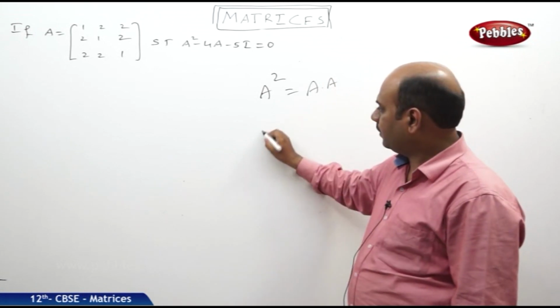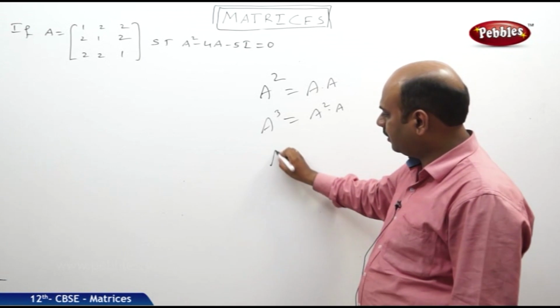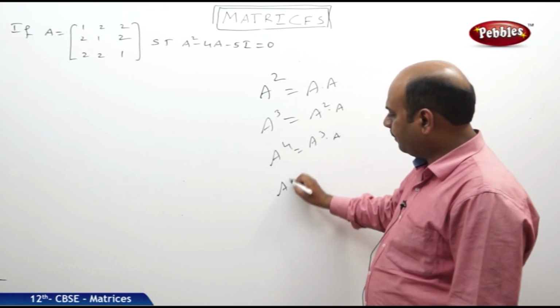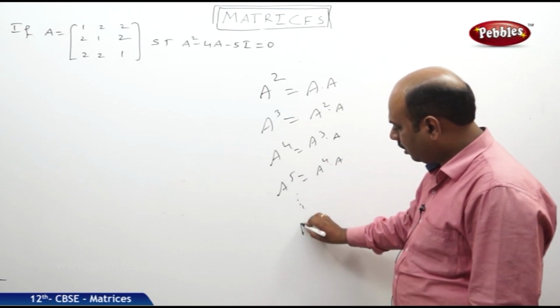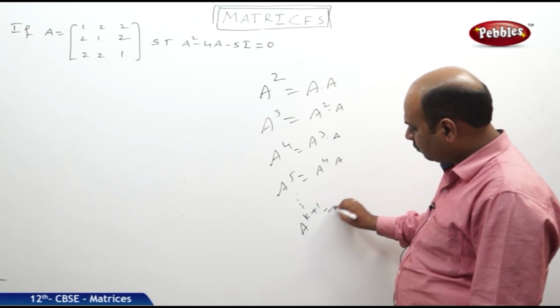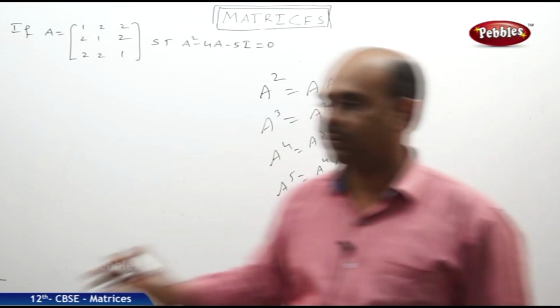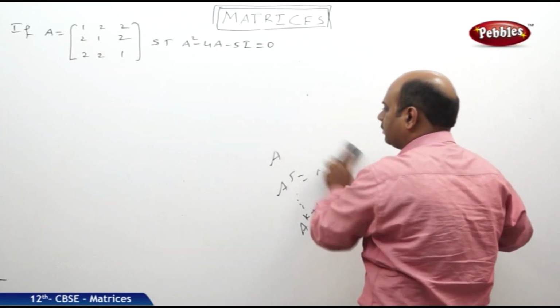A dot A. If A cube is coming, we can write it as A square into A. A power 4 we should write as A cube into A. A power 5 we should write as A power 4 into A, and so on. If A power k plus 1 comes, we should write it as A power k into A. All these are integral powers of a matrix. Now we shall try to solve this particular thing.